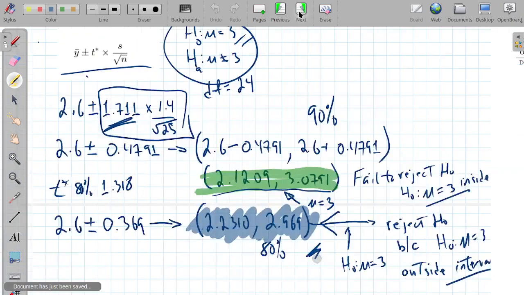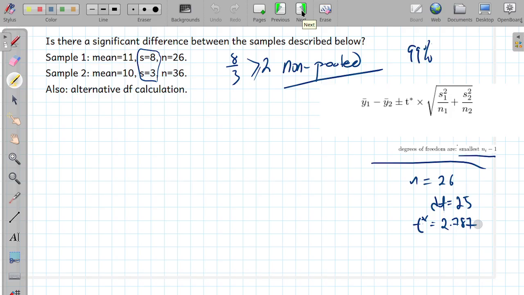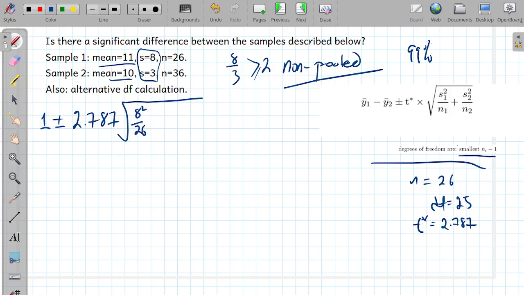All right, let's go back to our question. We know we got the right setup. Let's put some numbers in. Okay, the difference in the two means is 1. I mean, this is 11, this is 10. I'm not even going to write that down. The difference is 1. And now we need a critical number, which we have, 2.787. And now we need the square root for the standard error. So S1 squared, that'll be 8 squared over 26. And then we're going to have 3 squared over 36.